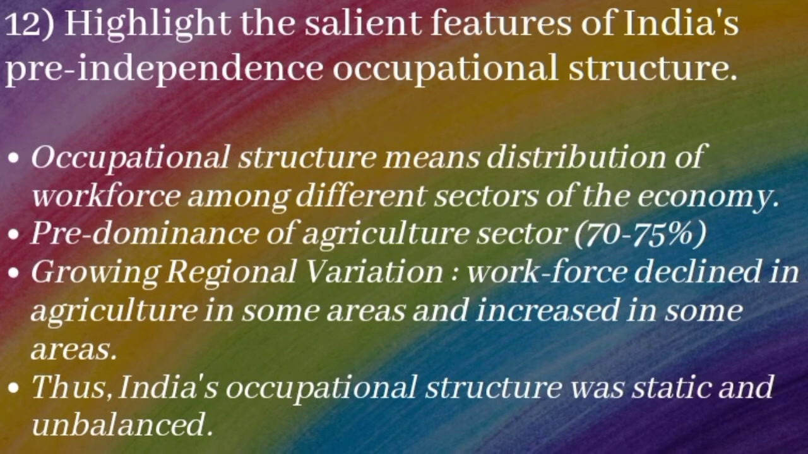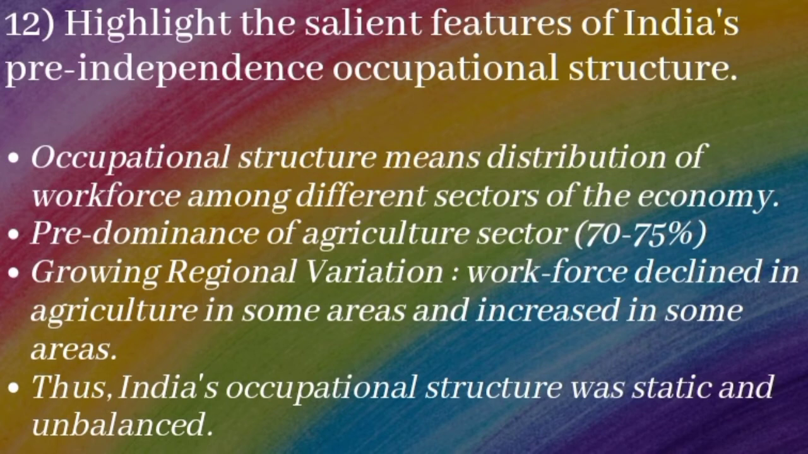The predominance of the agricultural sector, that means about 70 to 75 percent of the people were working in the agricultural sector, which led to over-employment and disguised unemployment or underemployment. Other sectors were not at all developed, so people had no other way of livelihood, so everyone depended on agriculture. That's why India was considered an agrarian country.